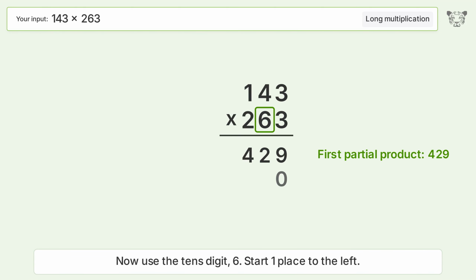Now use the tens digit, 6. Start one place to the left. 6 times 3 is 18. Put 8 in this column and carry 1.